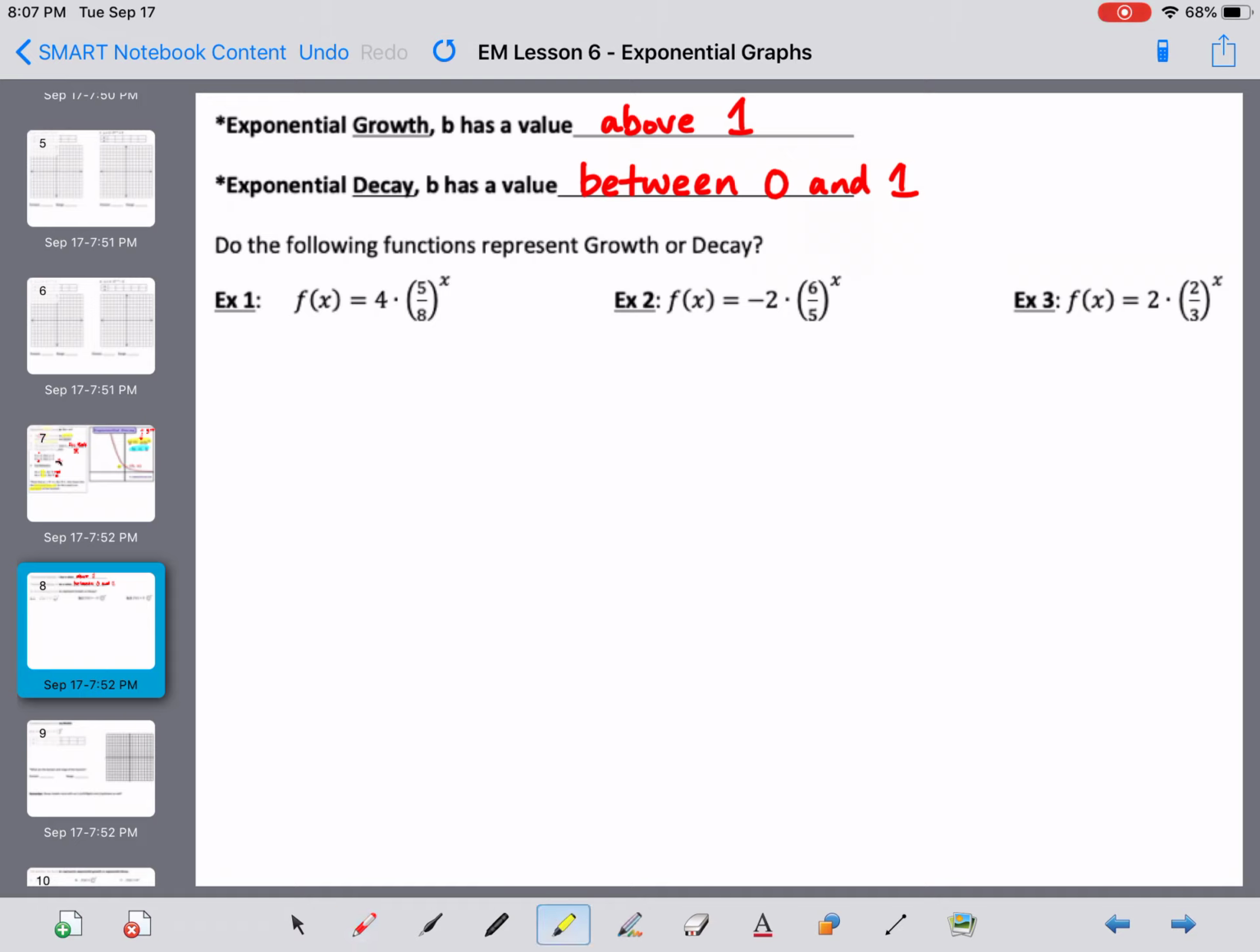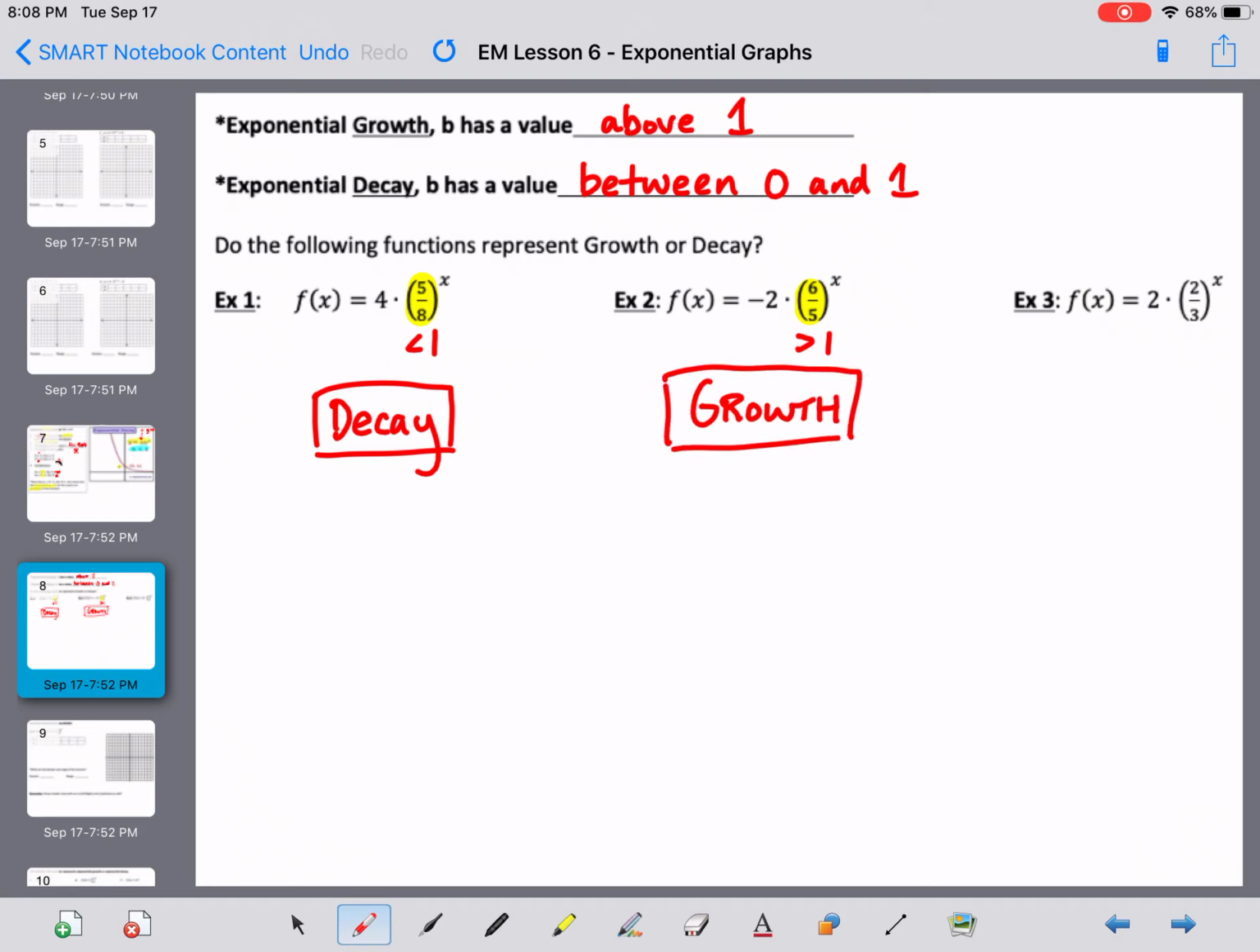If we look at example 1, we have 4 times 5/8 to the power of x. To determine whether this is growth or decay, just look at that base. 5/8 is between 0 and 1. I just noticed that it's less than 1, so we have decay. And if we look at 6/5, that's 1 1/5. It's definitely greater than 1, so this would be growth.